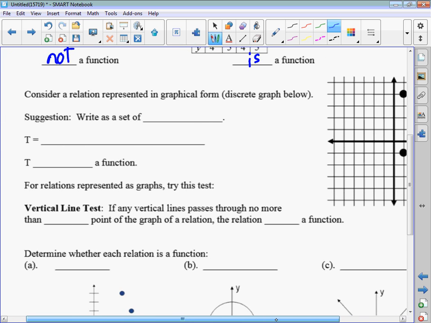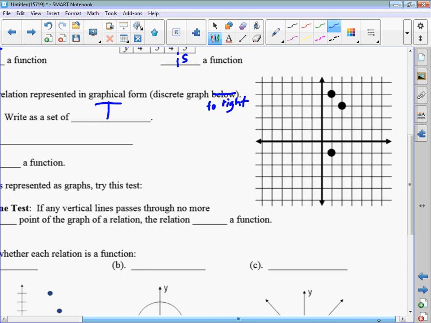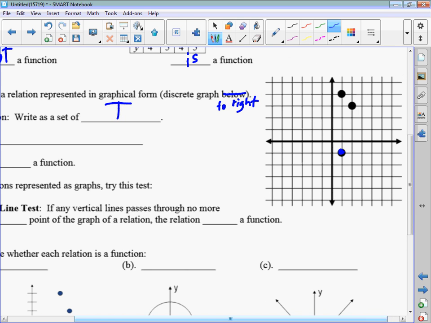So looking here, it says consider a relation represented in graphical form. We have a discrete graph, not below, but to the right. Looking at this graph to the right, we're going to call this the set of T. And T includes 3 points. 1 here, 1 here, and 1 here. This is at 1, -1. This is at 1, 4. And at 2, 3. Those are our 3 points in our set.